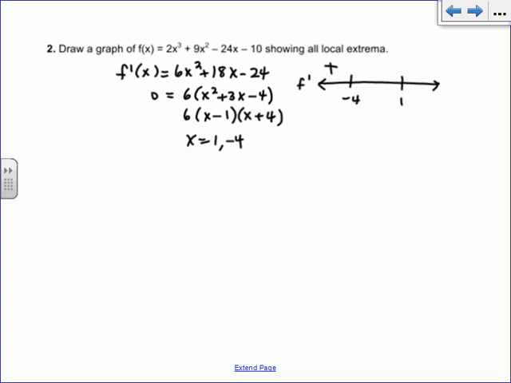So you should get to the point where you don't need to draw that little box of values. So if I'm testing 0, I get a negative and then a positive. So I get a negative. And if I test 2, I get positive, positive. So positive. So I go up, and then I go down, and then I go up.